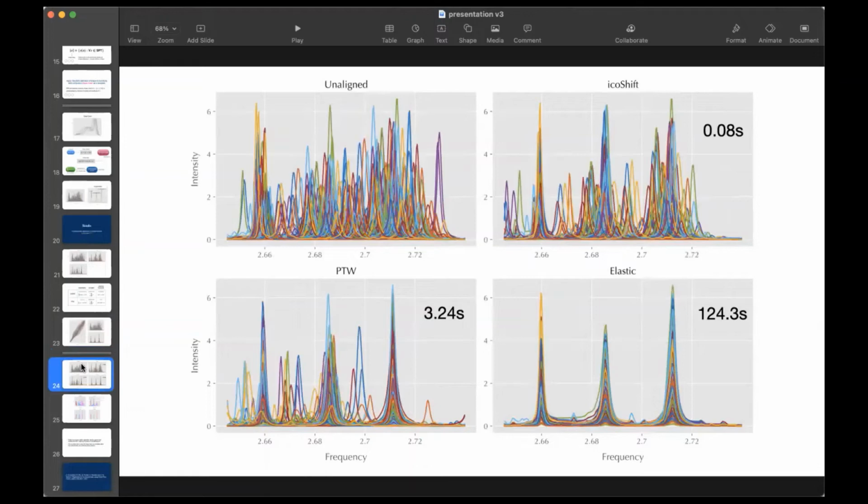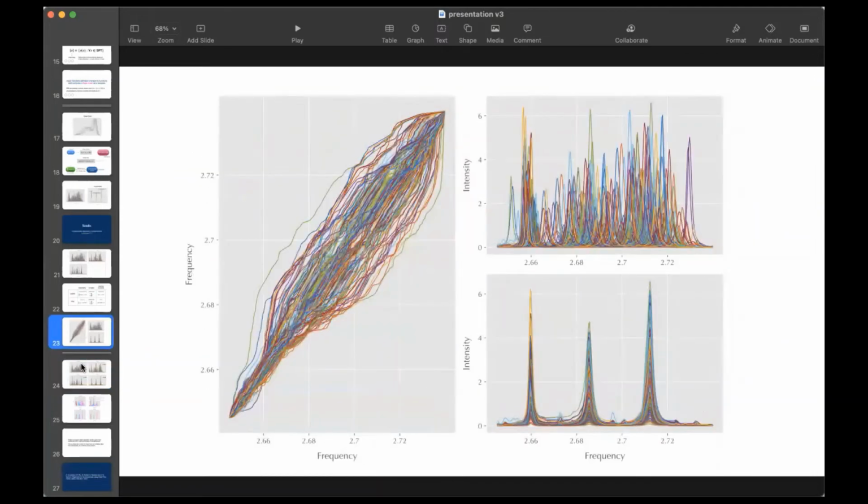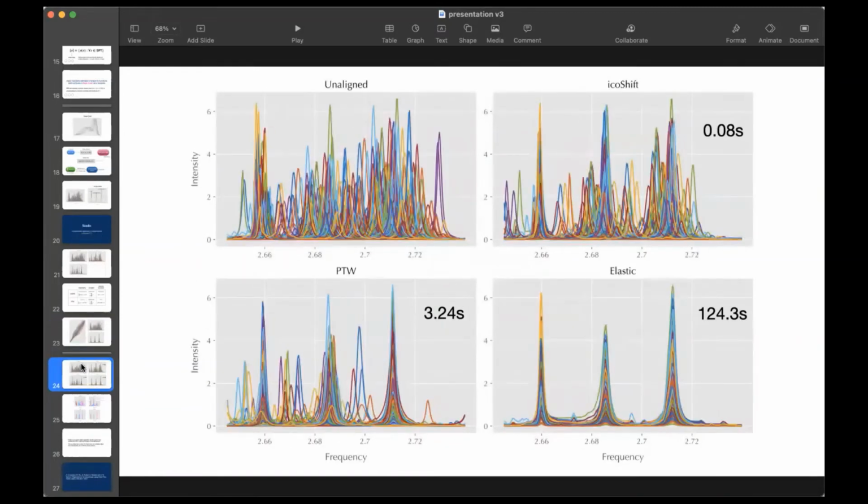The only thing I can say is that with IcoShift and with PTW, you're fitting something with fewer degrees of freedom and you're not getting the registration properly. With elastic registration, as you get higher degrees of freedom, you get these non-linear functions and you're able to properly register the spectra. So I would say it is significant, because you're going from something not registered to something that's registered.